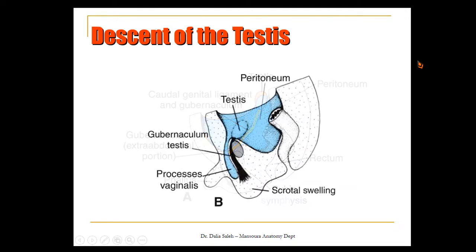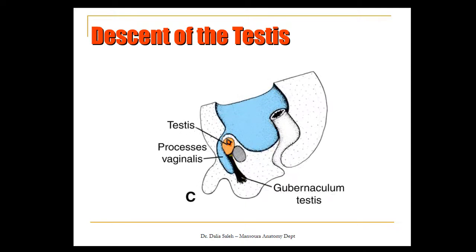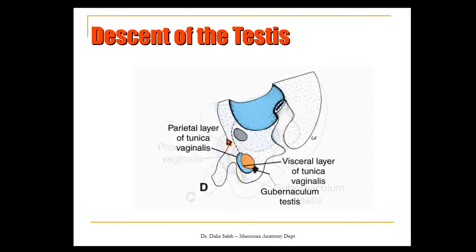So, with further growth, the gubernaculum gets shorter and shorter, thus pulling the testis downward with it. And do not forget that the peritoneum sends a process called the vaginal process that guides the descent of the testis, and the testis slides behind it. Now the testis is at the level of the pubic bone, and the gubernaculum testis gets shorter and shorter. And finally, by the 9th month of development, the testis lies inside the scrotum, and the gubernaculum testis has atrophied and become very, very short.